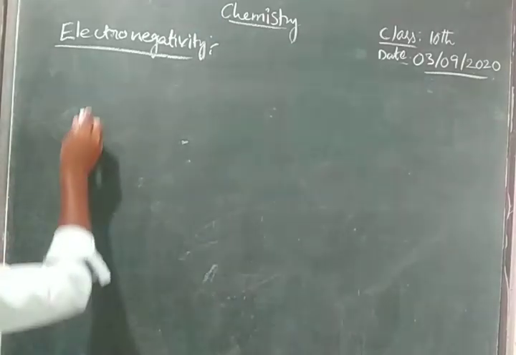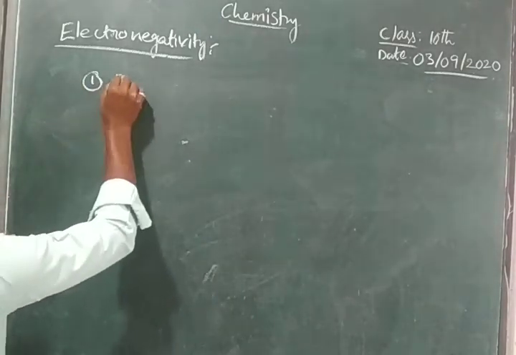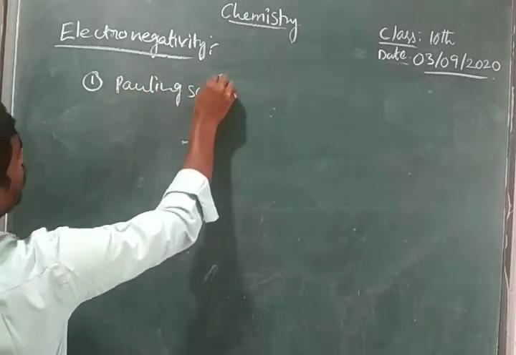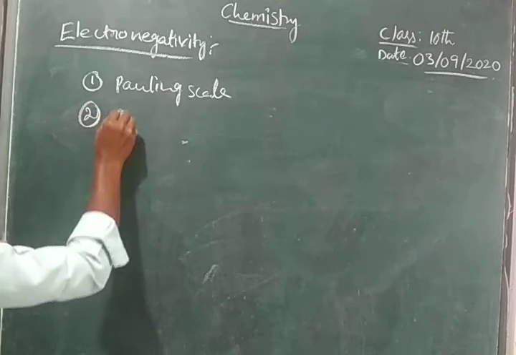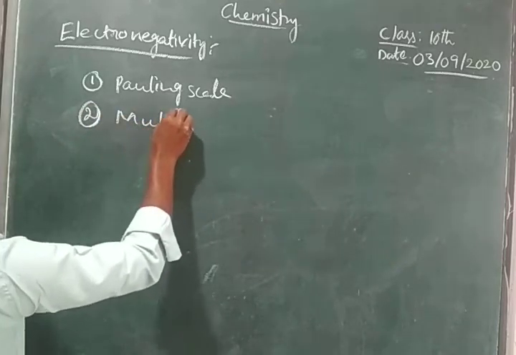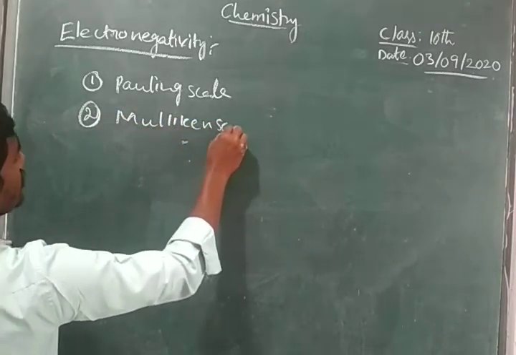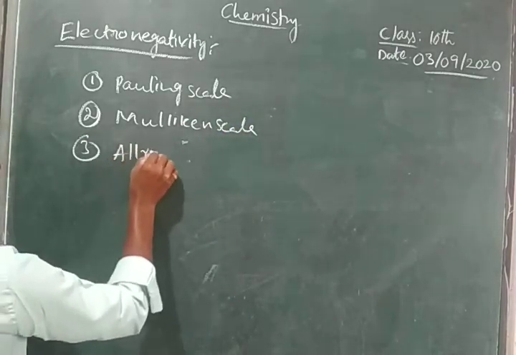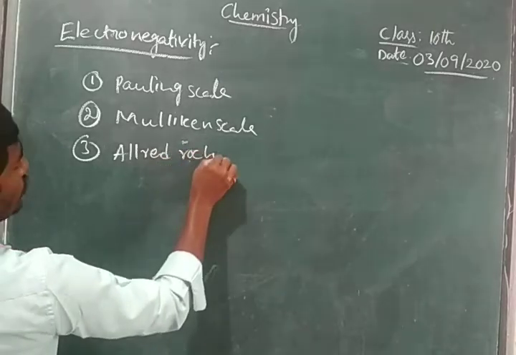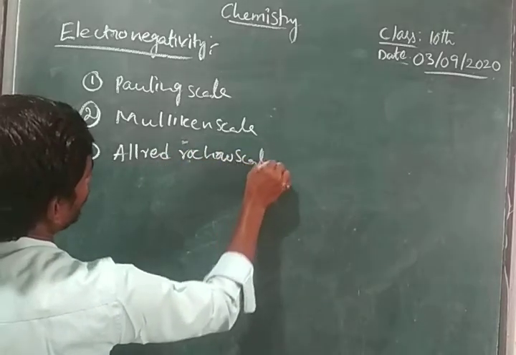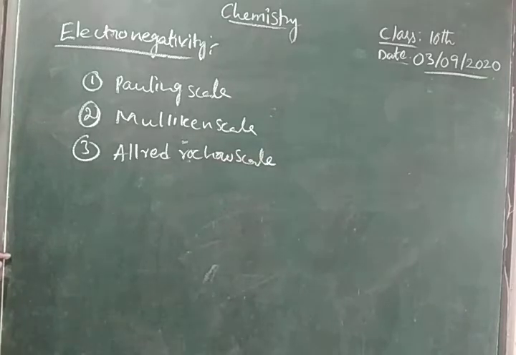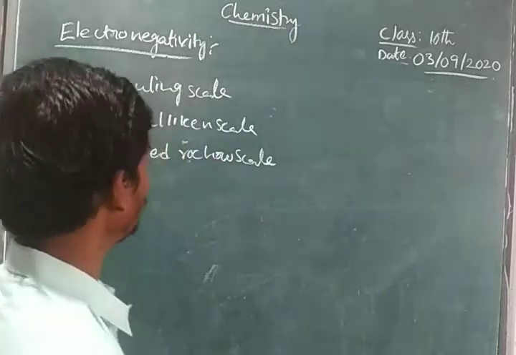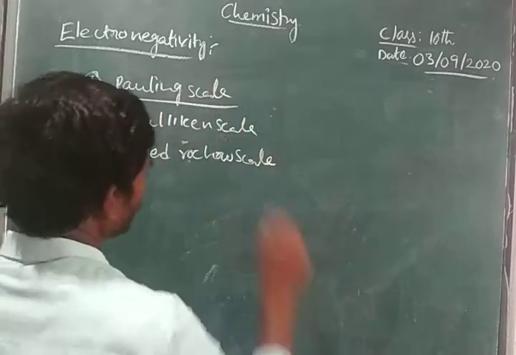What are those three scales? One is the Pauling scale. The second one is the Mulliken scale. And the third one is the Allred-Rochow scale. Okay, children, so these are the three scientists explaining electronegativity. Right, children? First, we are going to discuss what is meant by the Pauling scale.